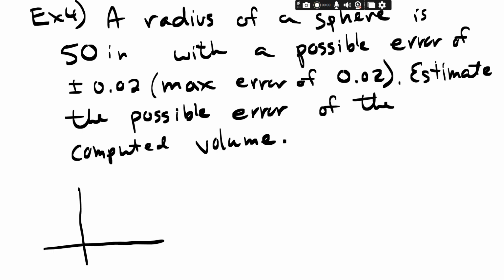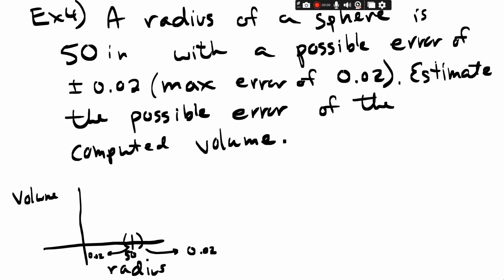A little graphic here. Don't need to write it down, but just kind of think with me here. So I have a radius, x value, and a volume for my y value. I'm somewhere around 50 inches. And I notice I have an error of 0.02 to the right or 0.02 to the left. So my radius could fluctuate, is that right? 50.02 or 49.98, is that right?